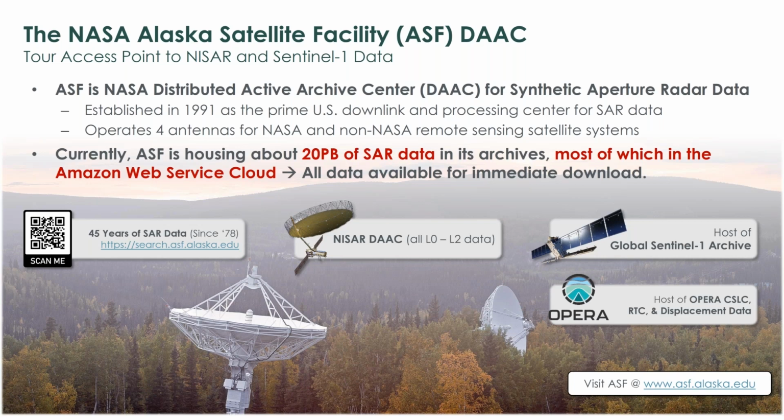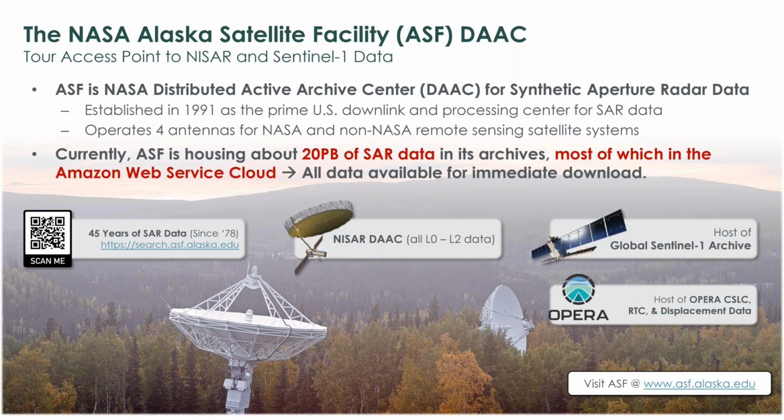ASF is the data center for synthetic aperture radar data. It was established in 1991. We were established back in the days mostly to provide a downlink station for Earth observation satellites. But this mission was expanded a few years later to also include the data archive. Today, ASF is providing access to about 20 petabytes of SAR data through its archive.